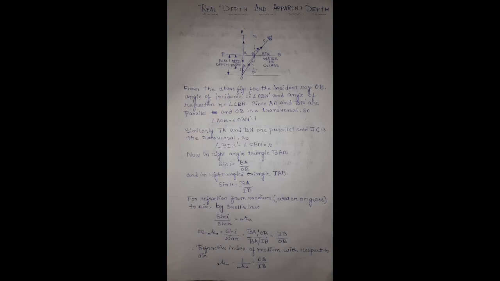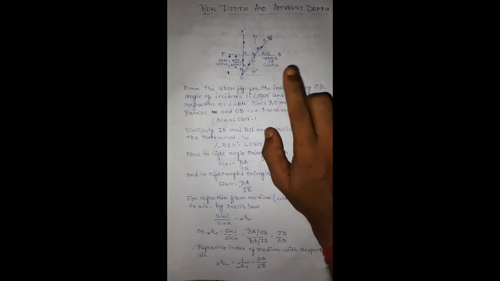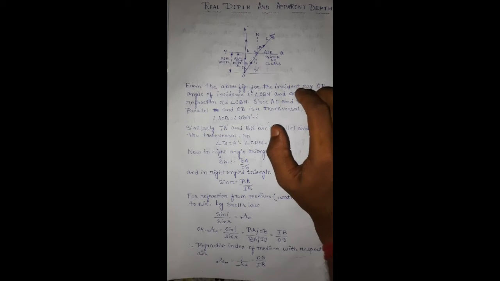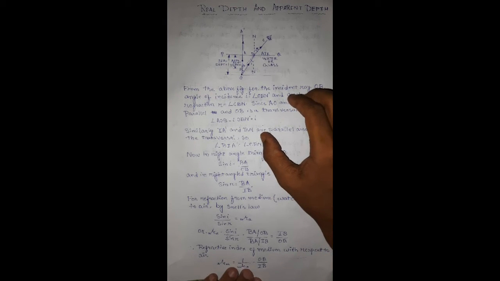Clear? Today, from this figure which you are seeing here, we are going to learn about the relationship between real depth and apparent depth in the case of a point object. Correct? Now first let me explain the figure.